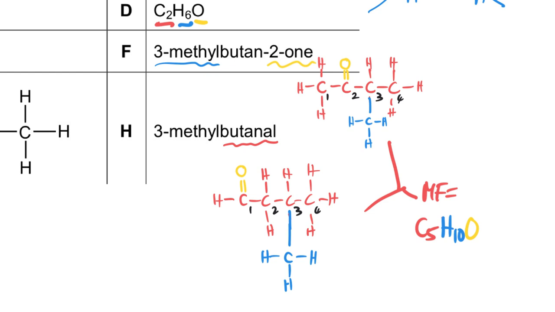So counting here, we start here: 1, 2, 3, 4, 5, 6, 7, 8, 9, 10. It's also H10 and 1 oxygen. So these are definitely isomers of each other.